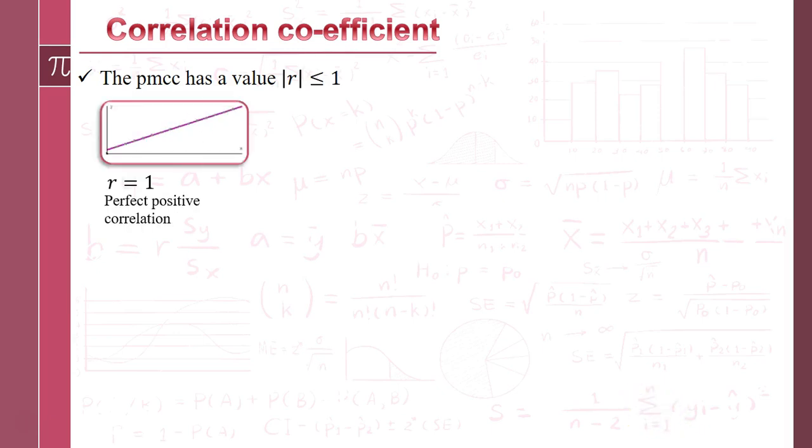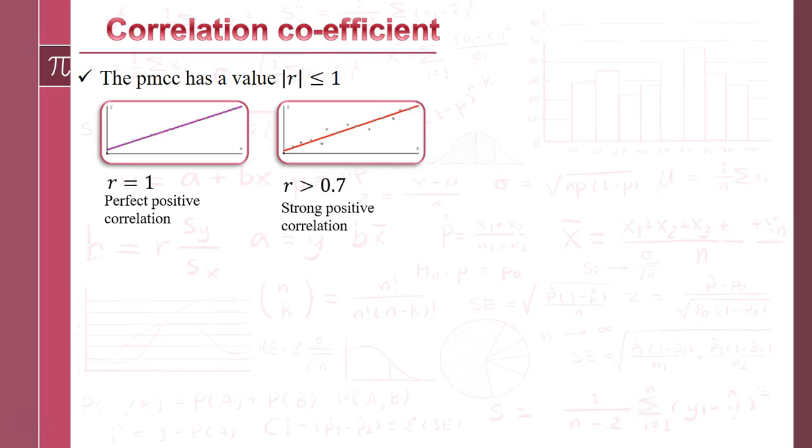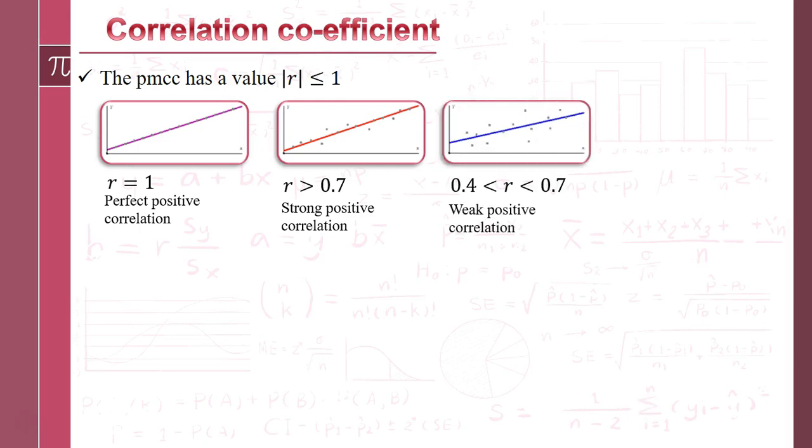And the value of 1 would be a perfect positive correlation, which means all the points are exactly on the line of best fit. If you get something looking a little bit like that, from round about 0.7 upwards, we're saying, okay, from that value onwards, we're getting a strong positive correlation. So that would be between 0.7 and 1. If we're getting a value between round about 0.4 and 0.7, we'll say, yeah, there is a positive correlation, but it's quite a weak correlation.